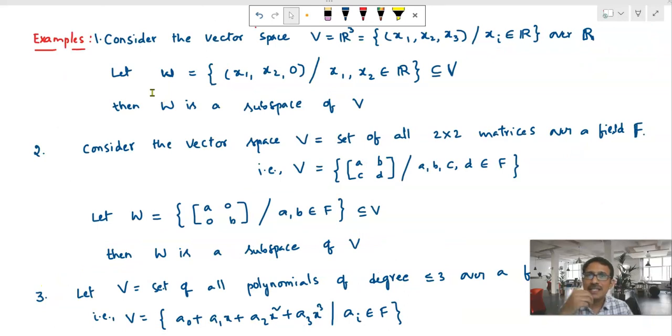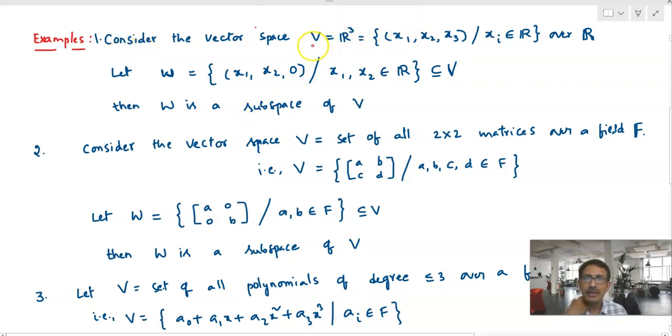Now see these examples. You already know these examples very well. The first one: let us consider the vector space V, that is the entire three-dimensional space R cube. Suppose this is X, this is Y, this is Z. This is the three-dimensional space. And now what is our W? W is a two-dimensional space.